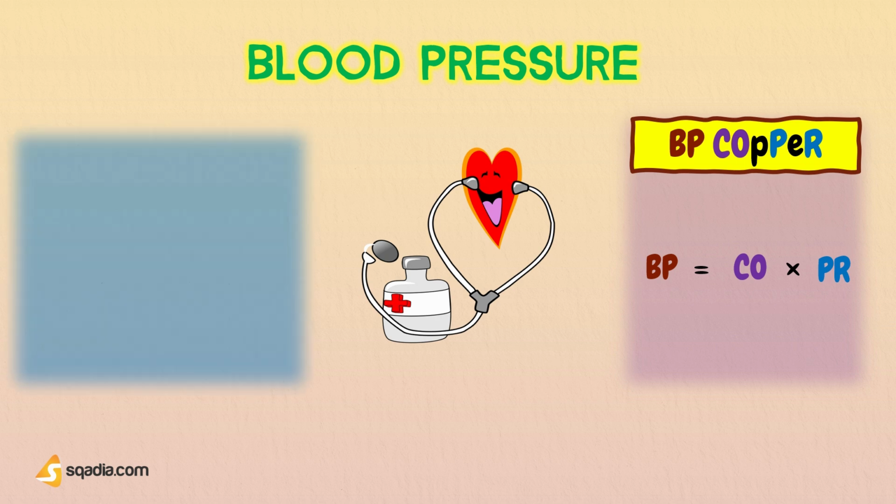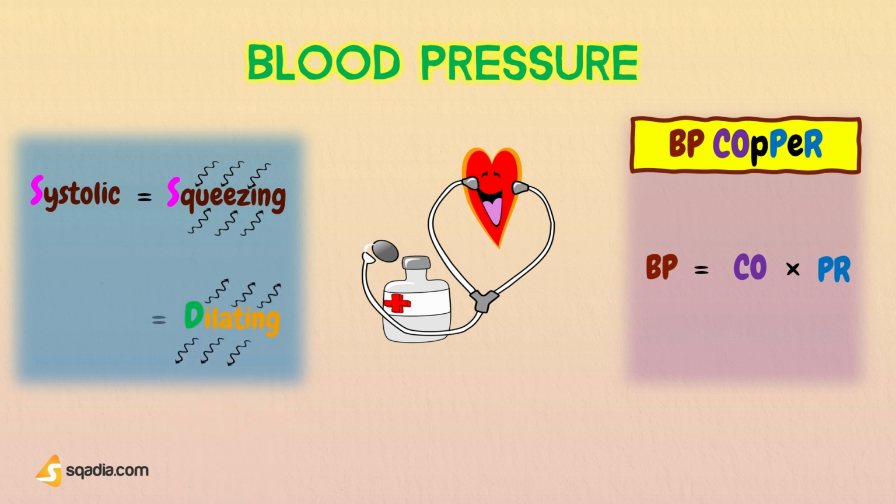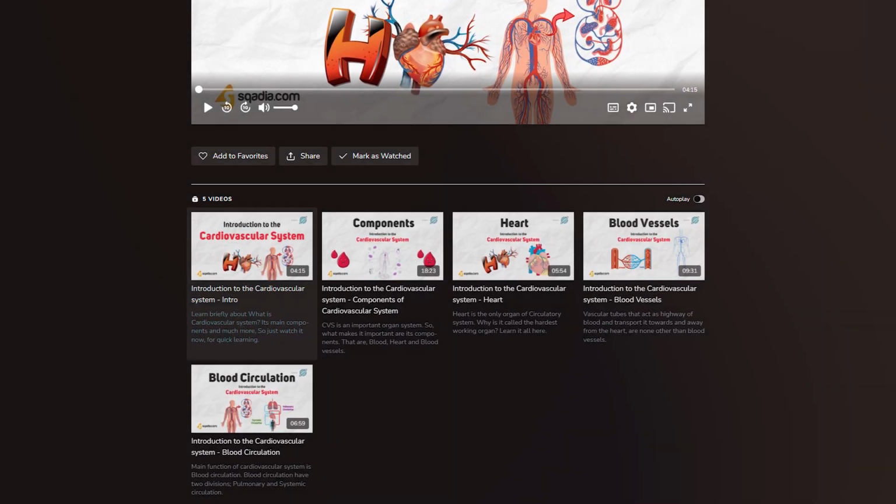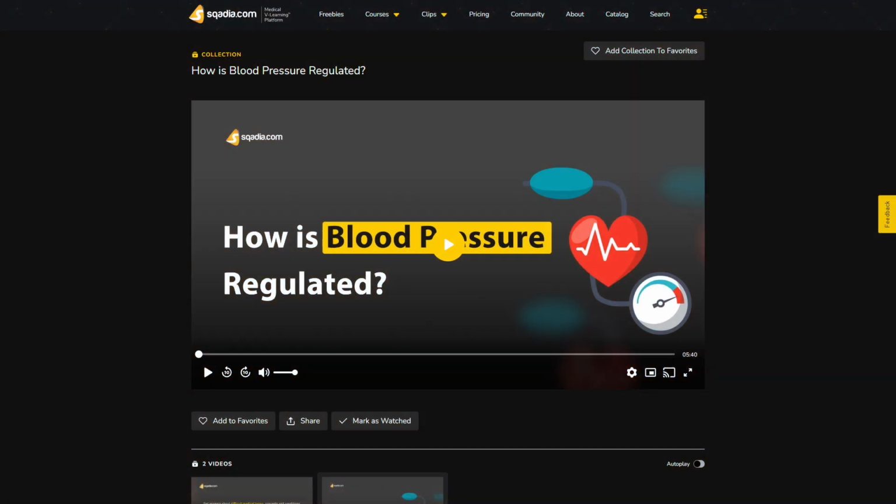Now, if you ever get confused about whether systolic pressure or diastolic pressure is higher, let me share an interesting mnemonic with you. S for squeezing, which is what the heart does during systole, hence giving a higher reading, and opposite to it, D for dilation, which is what the heart does during diastole. For better understanding, watch our video on Introduction to the Cardiovascular System and how to regulate blood pressure.